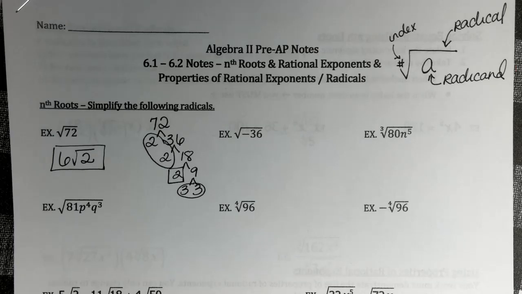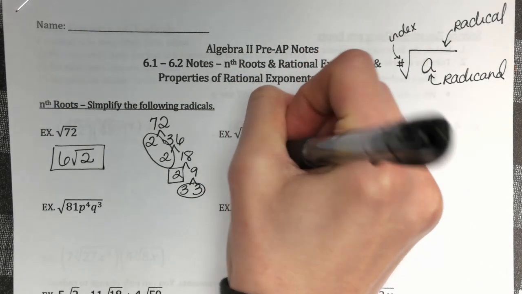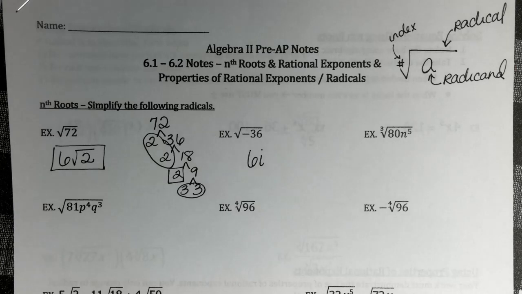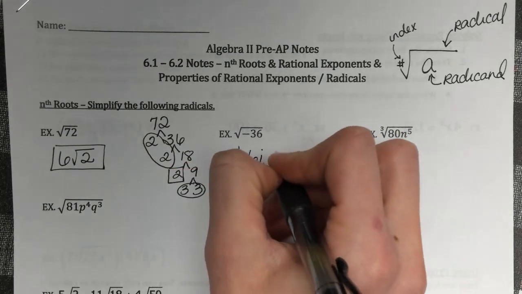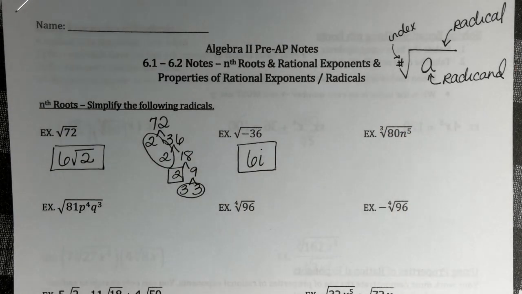Alright? Now I should be able to look at the next example, square root of negative 36, and automatically get to my answer, which is what? 6i. Now, I'm not doing plus or minus because I'm just simplifying, okay? If you are solving, then you have your plus or minus. But if you're just simplifying, you're good to just leave it like that.